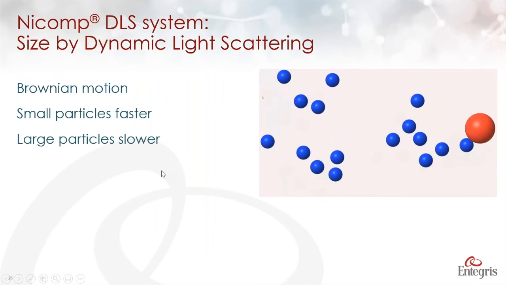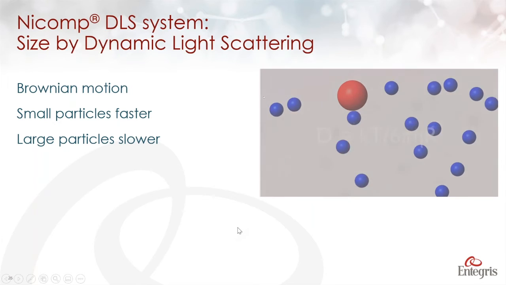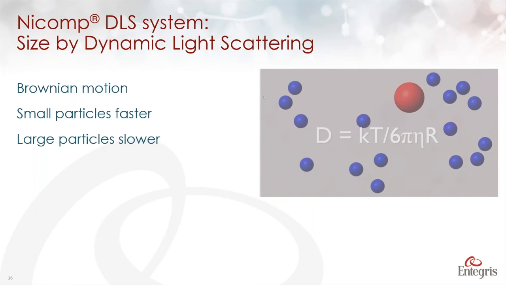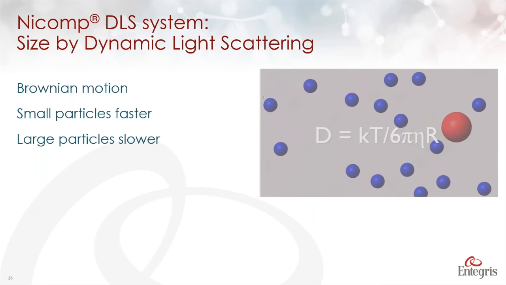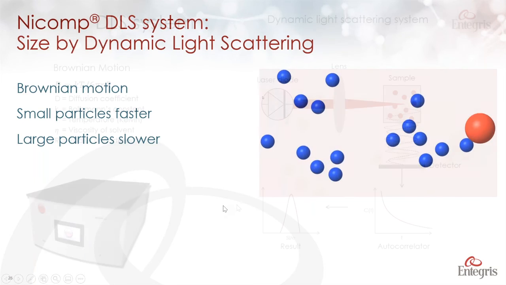So method 1, we're going to use dynamic light scattering. Dynamic light scattering is based on the Brownian motion. The video you see on the right shows the red particle being bombarded by the blue water molecules. And that random thermal motion can actually generate some light scattering. Small particles move a lot faster than large particles.